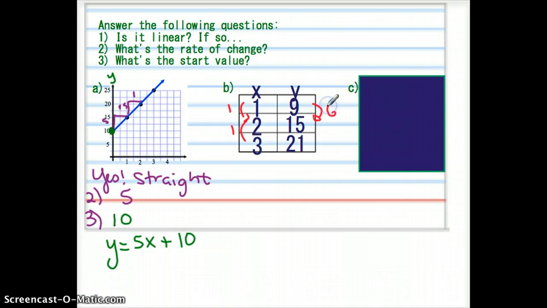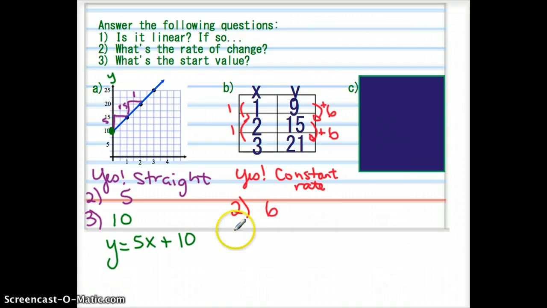From 9 to 15, it's going up by 6. And from 15 to 21, it's also going up by 6. So every time on my small table that I have here, it does look like I have a constant rate. So we're going to say that yes, this is linear because there's a constant rate. Okay, and that rate, how much is y going up by every time x goes up by 1? The rate is going up by 6, so positive 6.